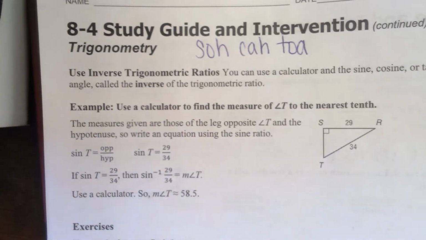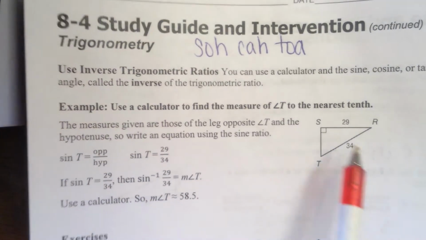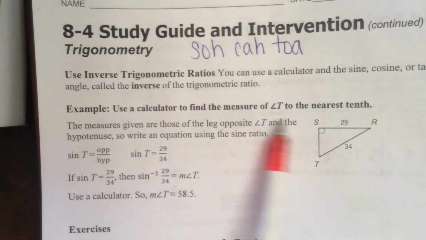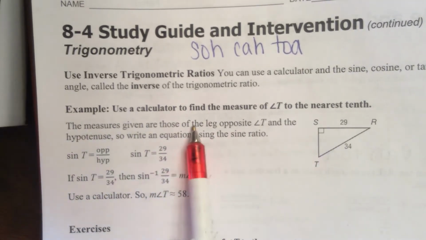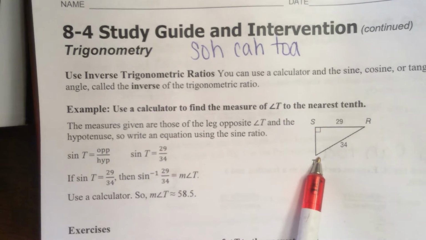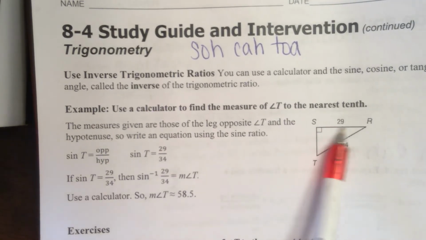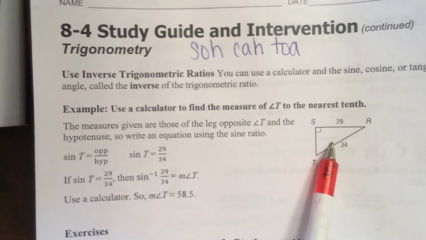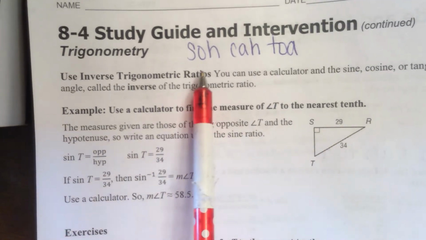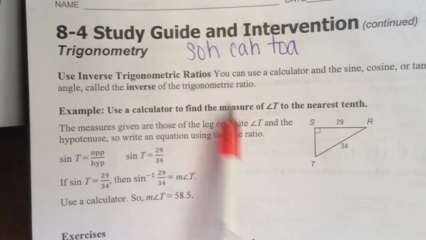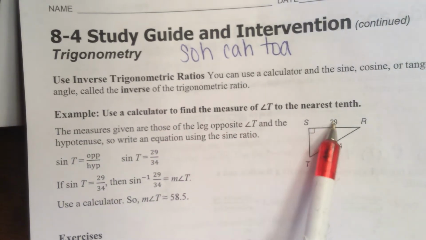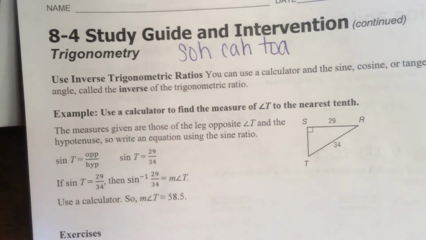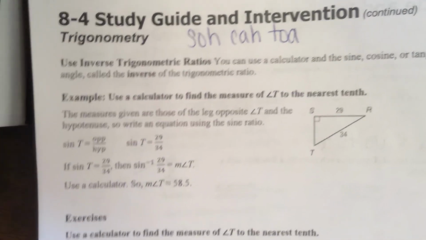Okay. Now in this example, notice we have our little figure here, our triangle. We see that the measures are given for the leg opposite of angle T, which is 29, and the hypotenuse. Notice it's directly across from the 90-degree angle, okay? So from our little saying here, SOHCAHTOA, we know that the one that has an opposite and a hypotenuse is the sine. So that's what we will be using to find the angle measure, okay?